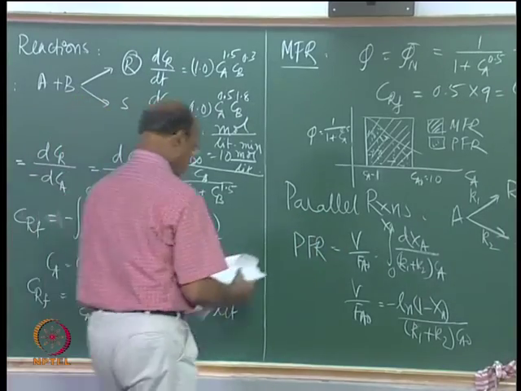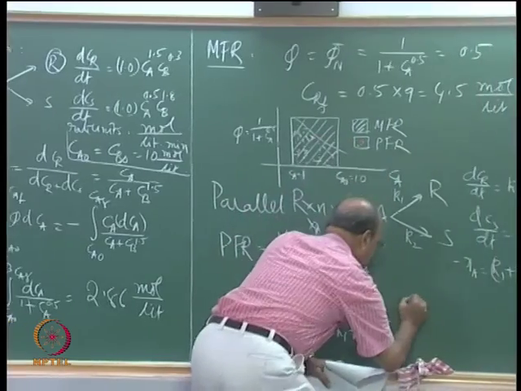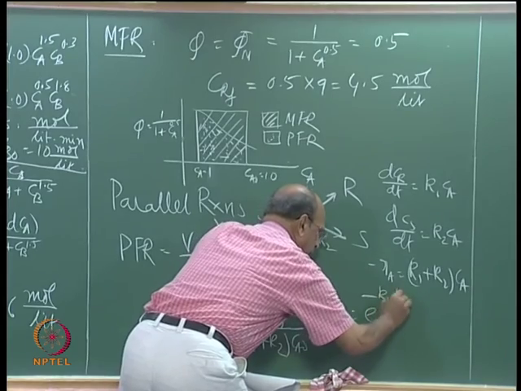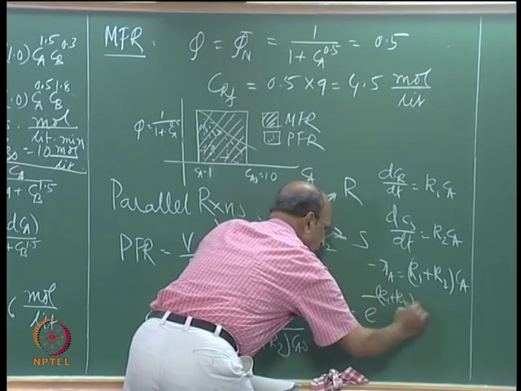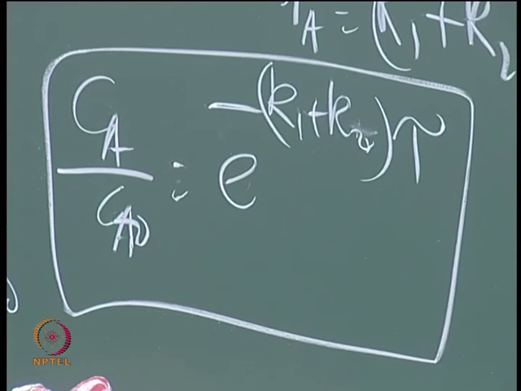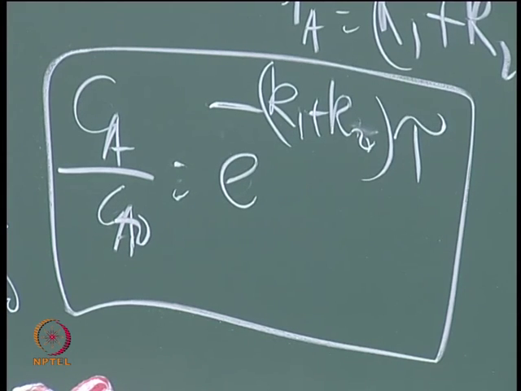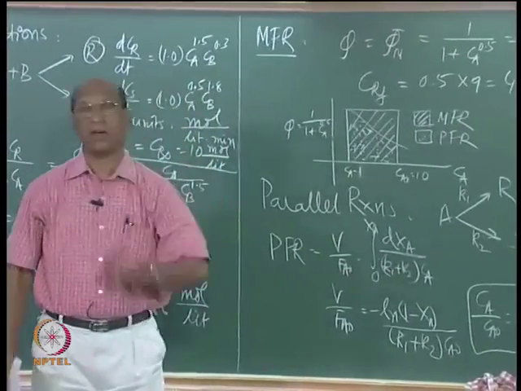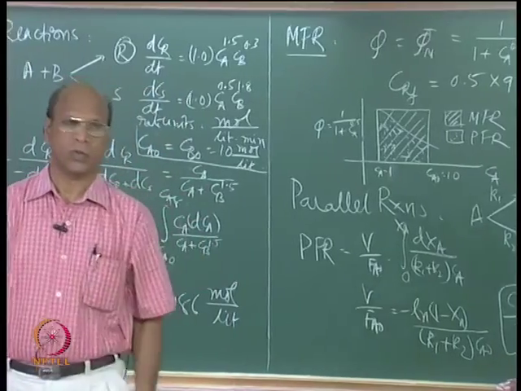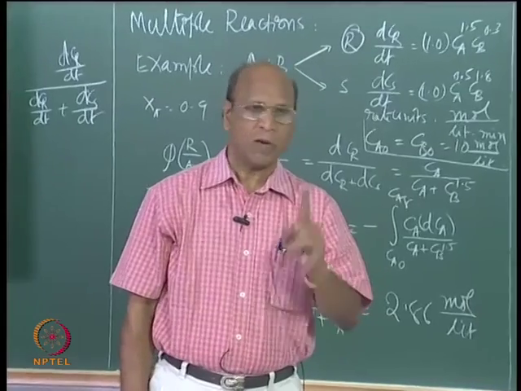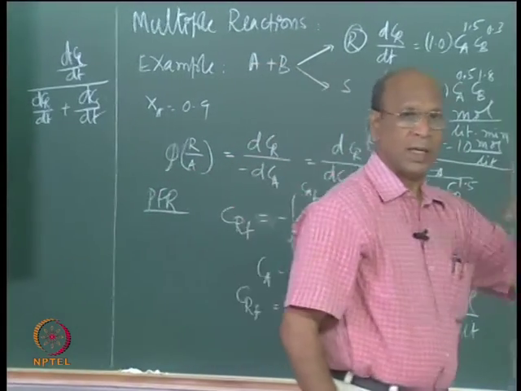Whatever. So, if I write the same thing in terms of e power minus (k1 plus k2) tau, because it is a constant density system, you can write happily. So, that is the equation where you can calculate either volume or this one. And we can also do the same thing in terms of CR, in terms of R also. This one I have not done till now. I think I have to do at least once. Always we have been writing in terms of only reactants.